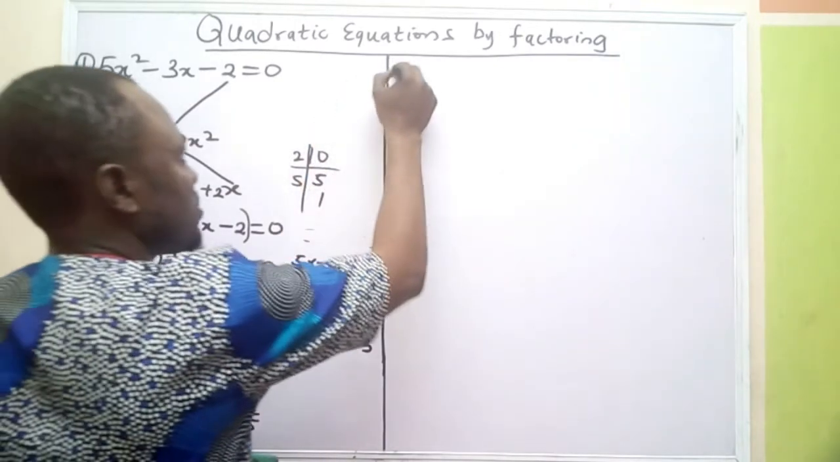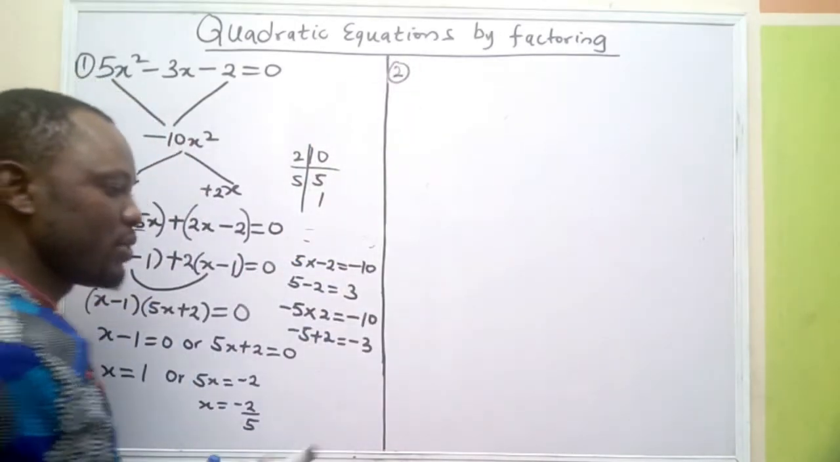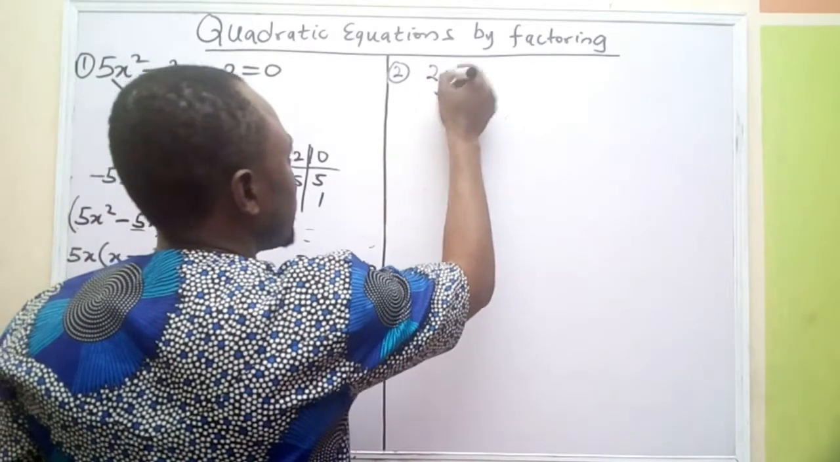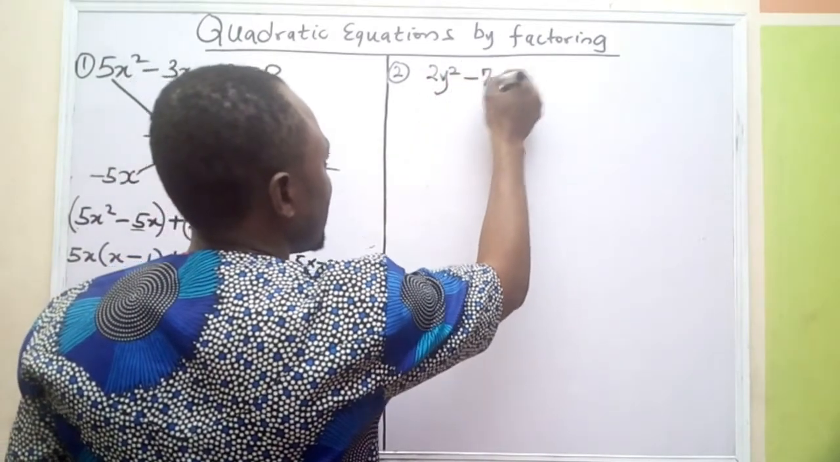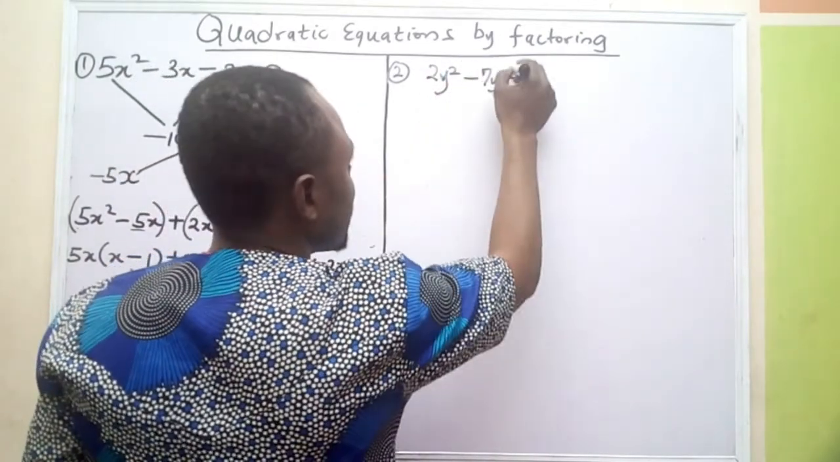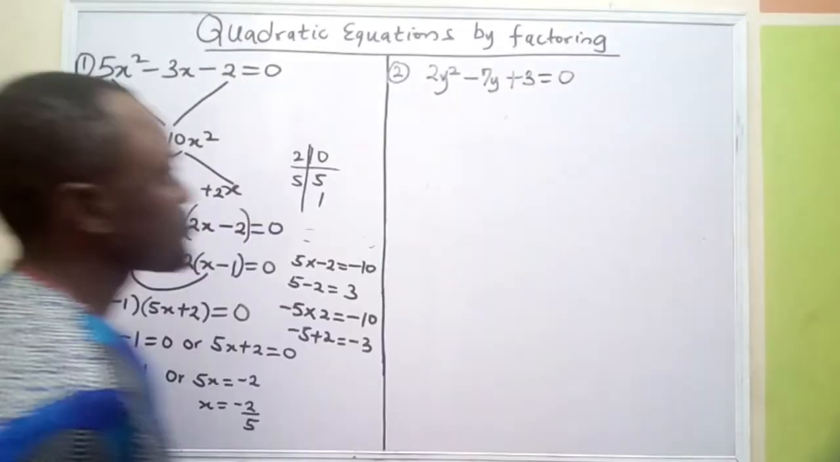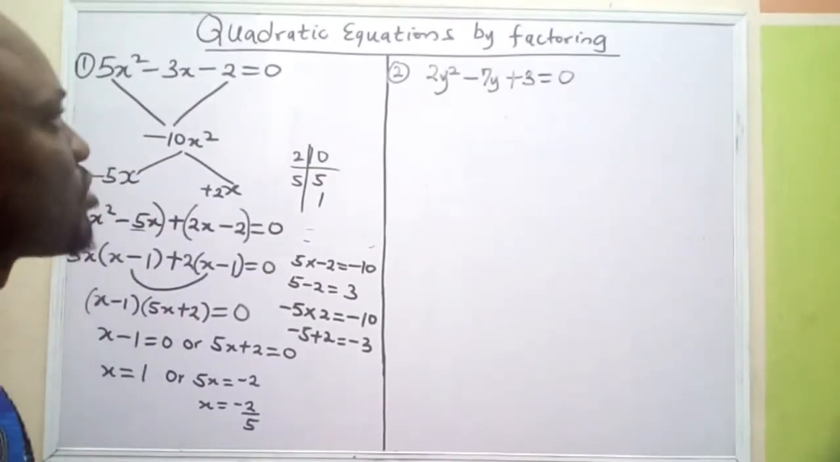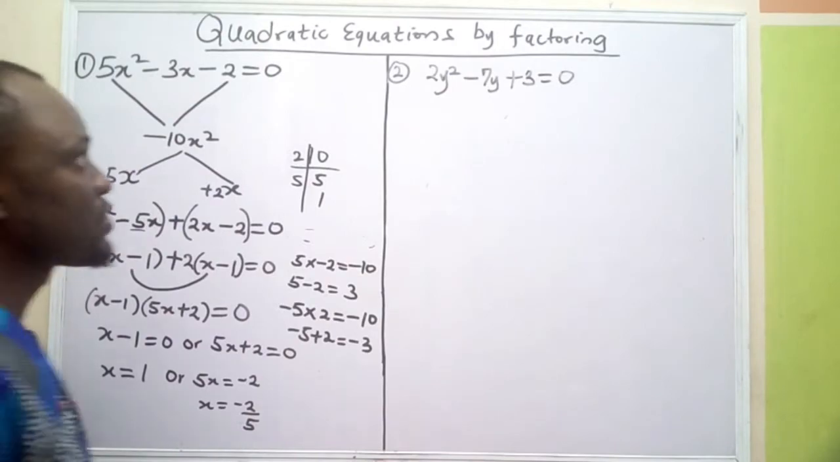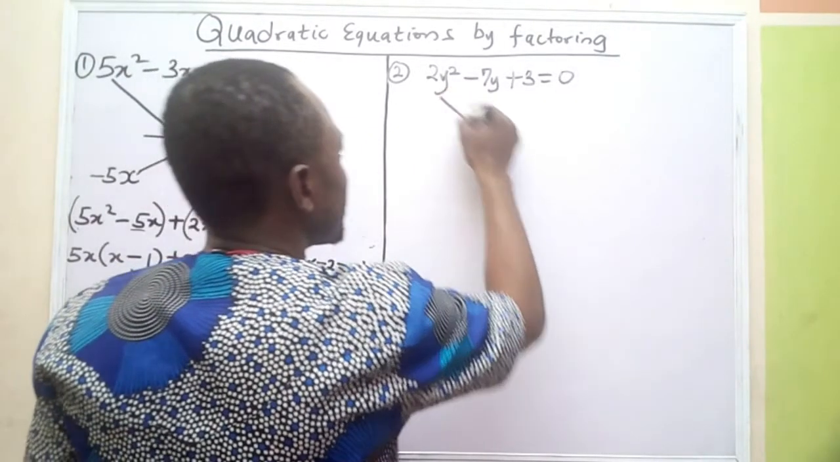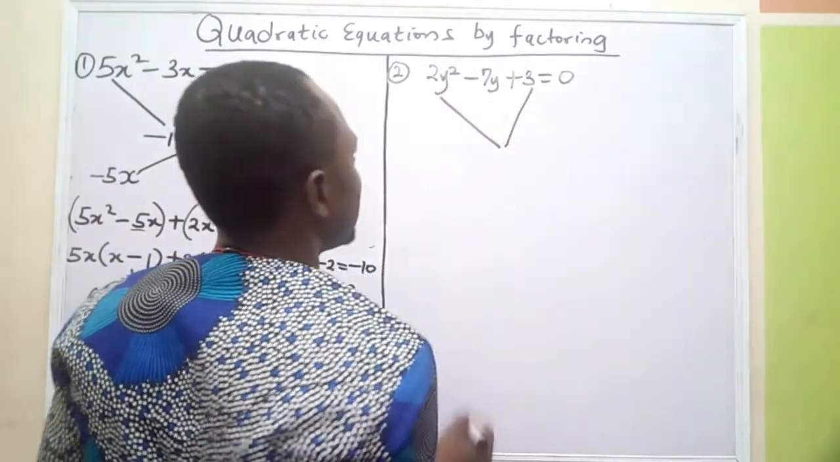Now we're going to solve another question, number 2. Let's say we have 2y squared minus 7y plus 3 equals 0. Now if we look at this problem, the first step is to multiply the first term by the last term.